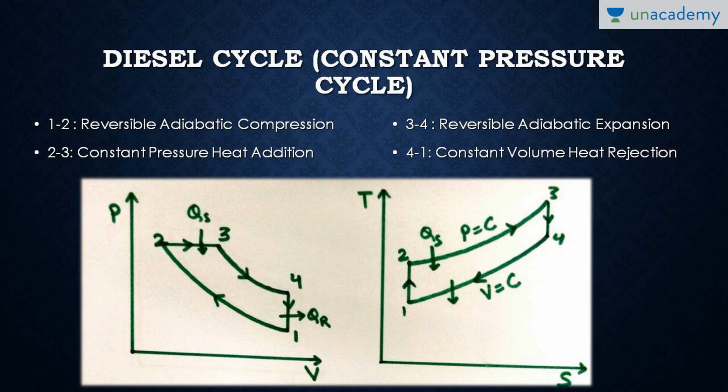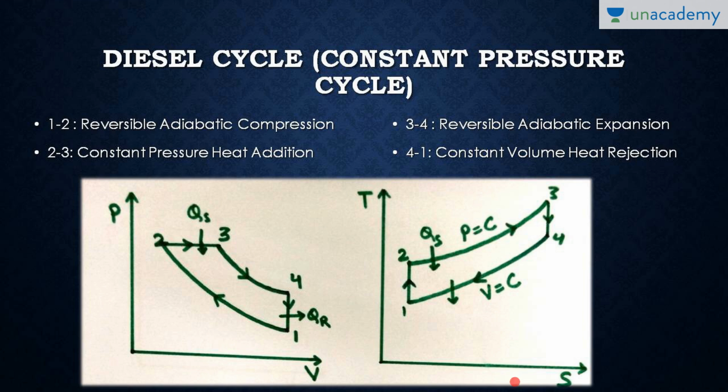4 to 1 is constant volume heat rejection. In the Otto cycle, there was also 4 to 1, it was constant volume heat rejection. Here in diesel cycle, 2 to 3 is constant pressure heat addition. There in Otto cycle, 2 to 3 was constant volume heat addition.